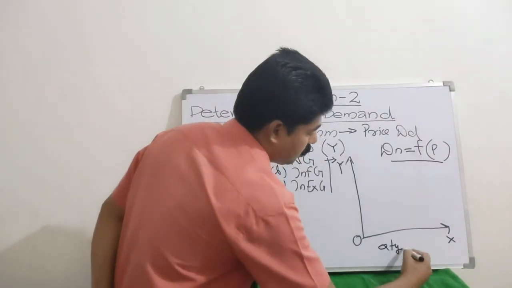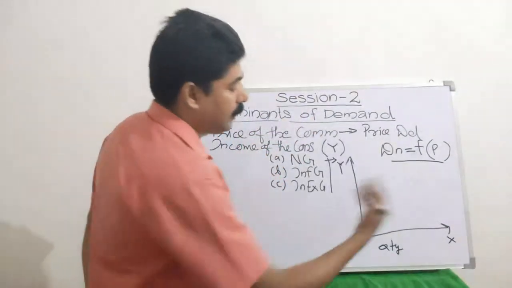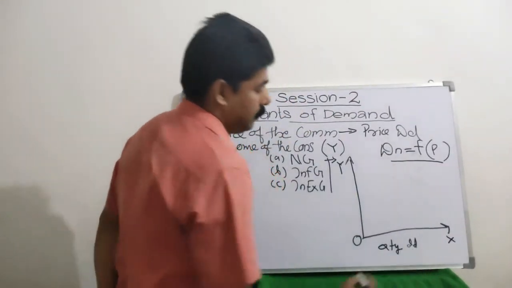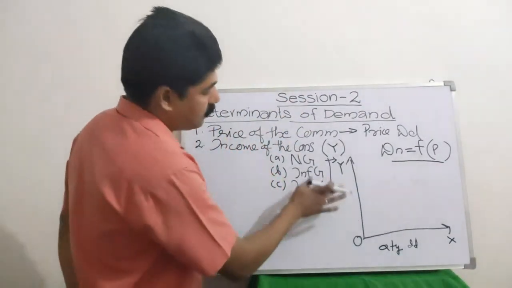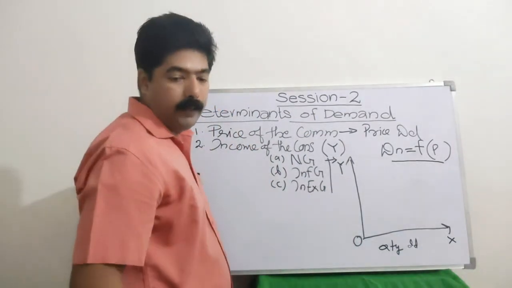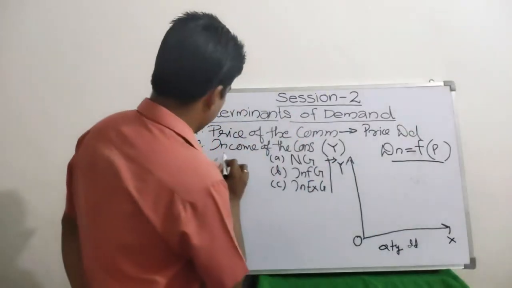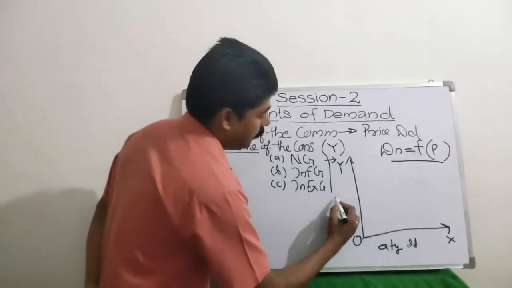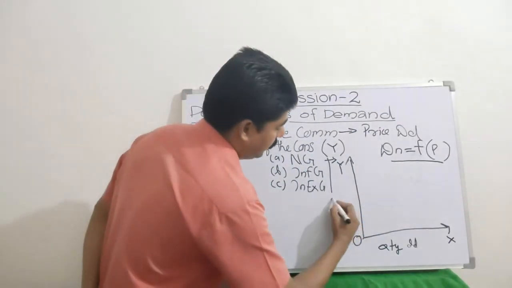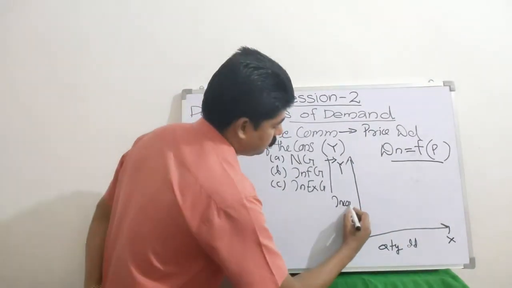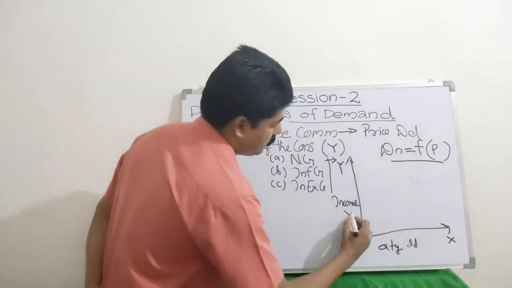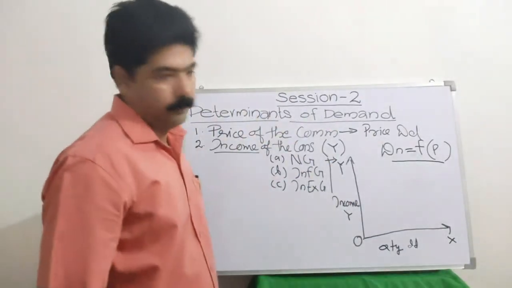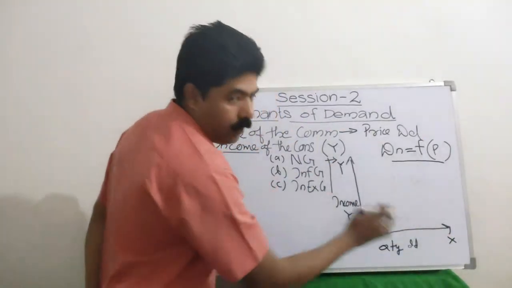Quantity, I am writing in short. Quantity of that commodity, quantity demanded. Whereas on the OY axis, I can write income, because we are studying in relation with the income. So income, which means Y. So the OY axis shows income and the OX axis shows quantity.